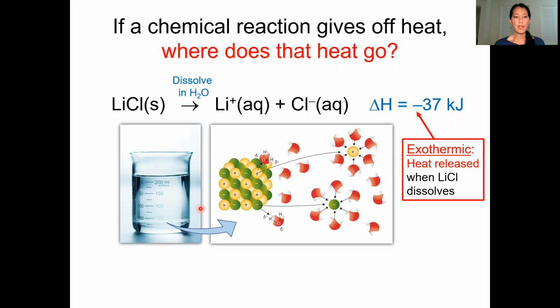What does that look like? Basically, if I put the salt in a beaker of water, I have originally the solid, alternating array of cation and anion. There is a very strong electrostatic attraction between the positively charged and negatively charged ions. So basically, that's what holds that ionic compound together. That is the ionic bond.